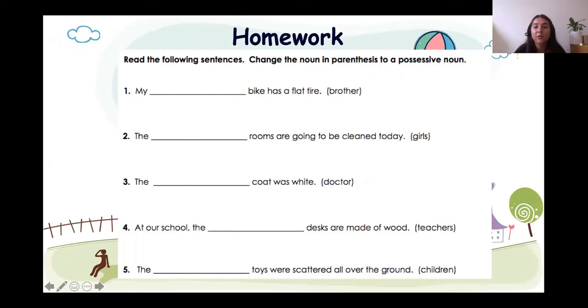So guys, this is what you're going to do for homework. We have 2 homework sheets today, so please listen carefully. Number 1, my bike has a flat tire. You look at the word in brackets and you change it into a possessive noun. Okay, so you read the sentences and you change the word in brackets into a possessive noun.